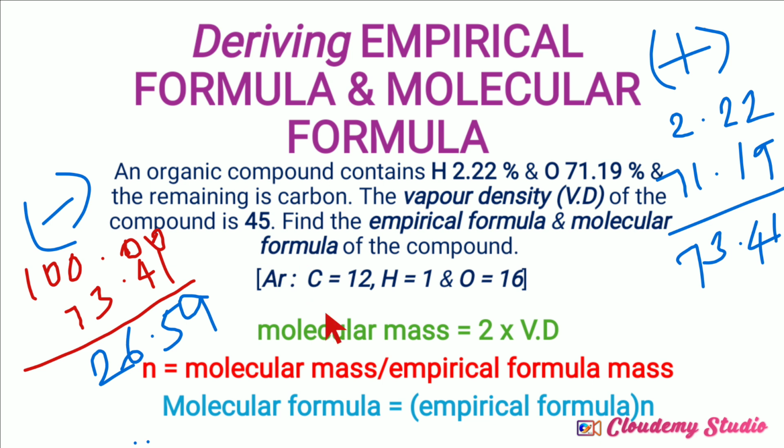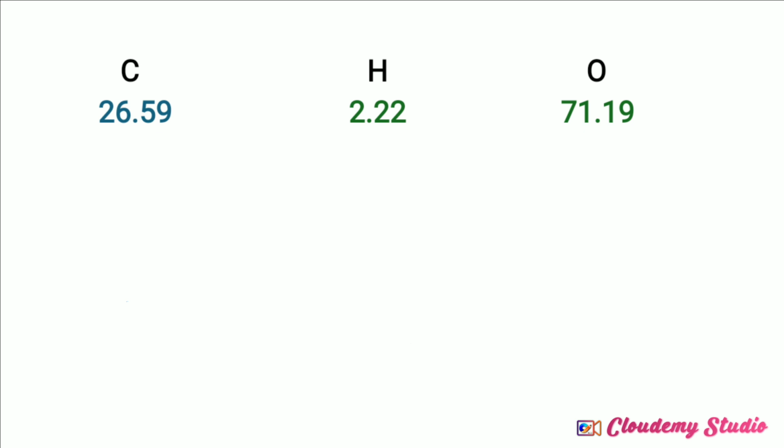And in the question, the vapor density is given, so using this relation, the molecular mass is equal to 2 into vapor density. And using this formula also we can work out to derive the molecular formula. So first we can derive the empirical formula. The percentage masses are converted into grams now. The mass of carbon is 26.59 gram, hydrogen 2.22 gram, oxygen 71.19 gram.